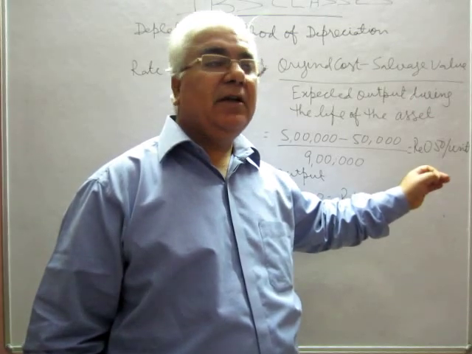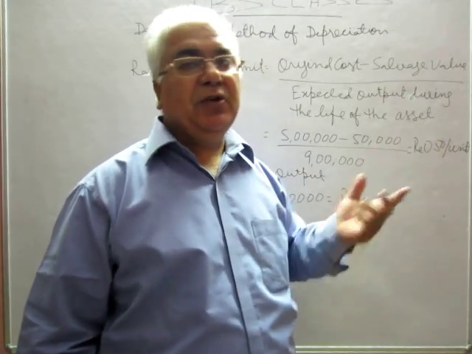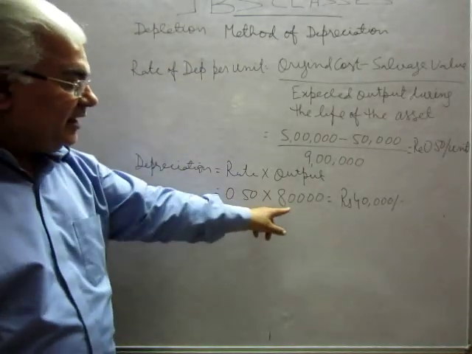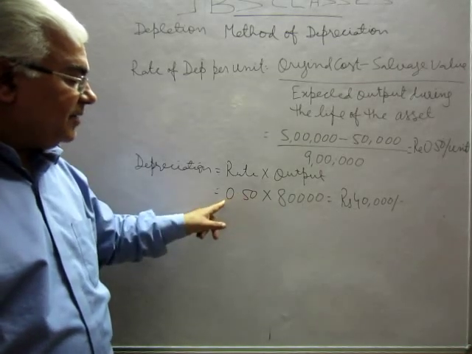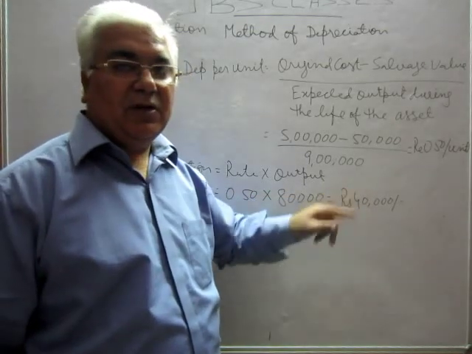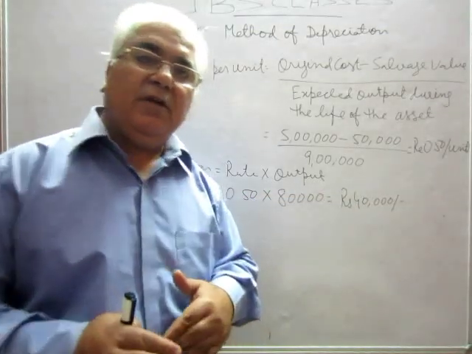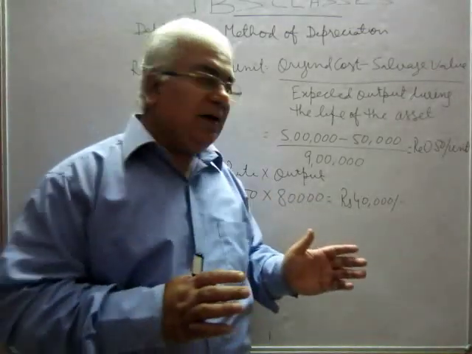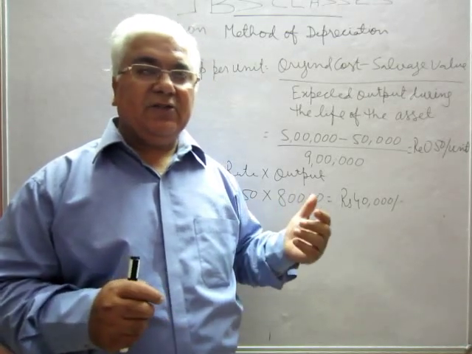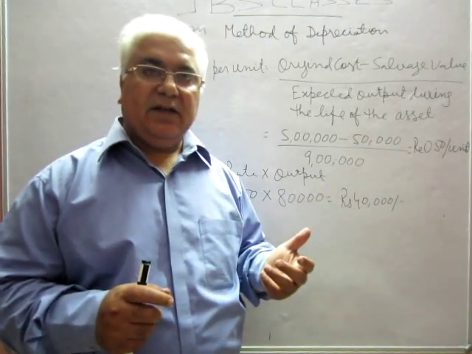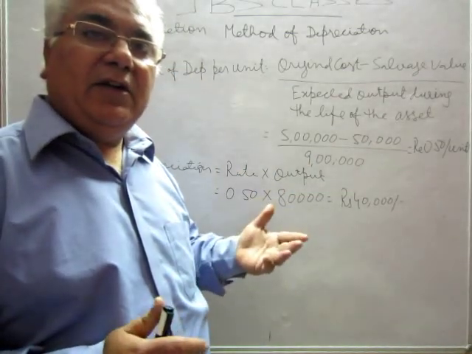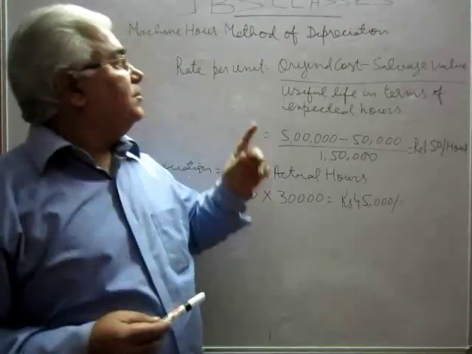This is the amount of depreciation we must charge on each unit produced during each year. For example, in a particular year, we have produced 80,000 units at the rate of 50 paisa per unit. That means we must charge 40,000 in this particular year. So depreciation varies from year to year depending on the amount of production we have done. This method is suitable only in case of wasting assets, right? So I think it's a fairly simple method, and now I will tell you about the other methods.